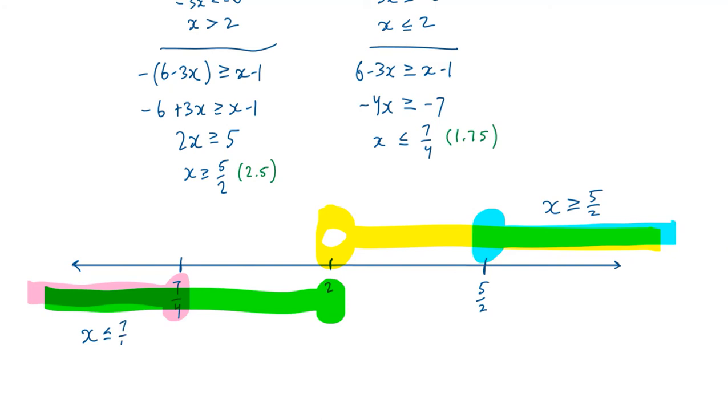Good. And then we always write our final therefore statement. Can we combine those two? Can we write them as a single statement? No. They don't meet up in the middle somewhere, so we write them separately. So x values that are less than or equal to 7 over 4, and x values that are greater than or equal to 5 over 2.